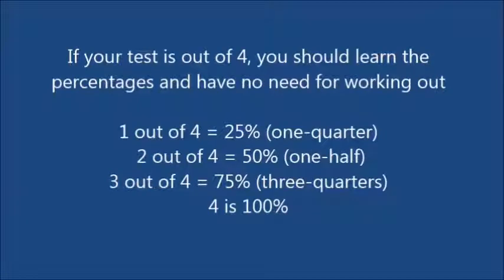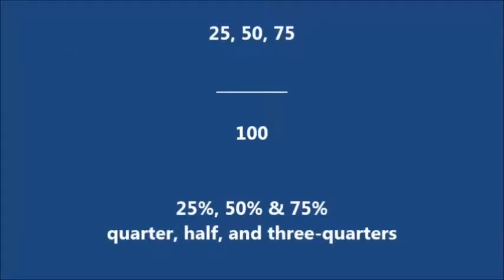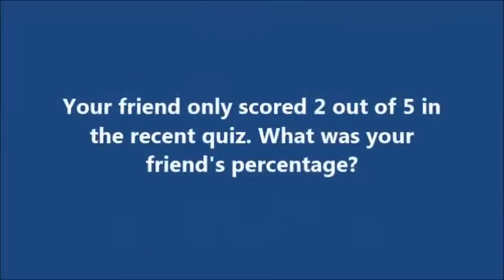If your test is out of 4, you should learn the percentages and have no need for working out. For example, 1 out of 4, that's 25%, 1/4. 2 out of 4 is 50%, 1/2. 3 out of 4 is 75%, 3/4. So 25, 50, 75 over 100, that's 25%, 50% and 75%, quarter, half and 3/4. Try and memorise that.